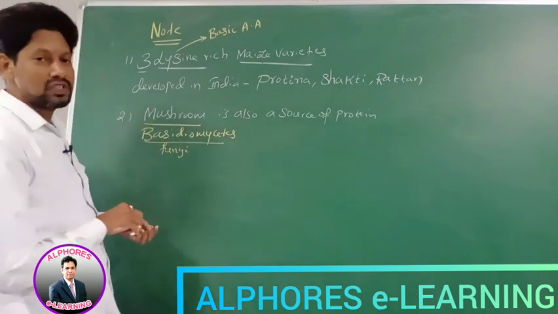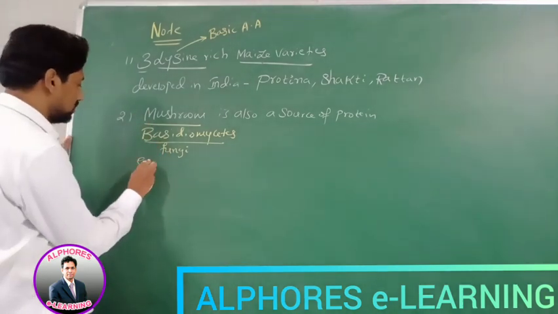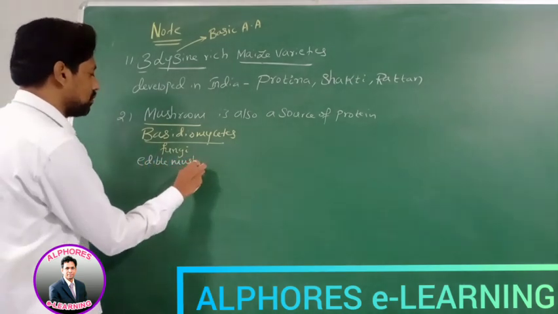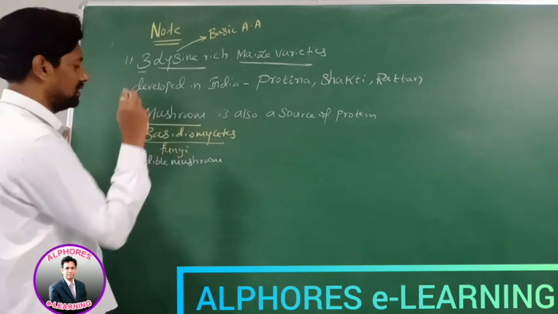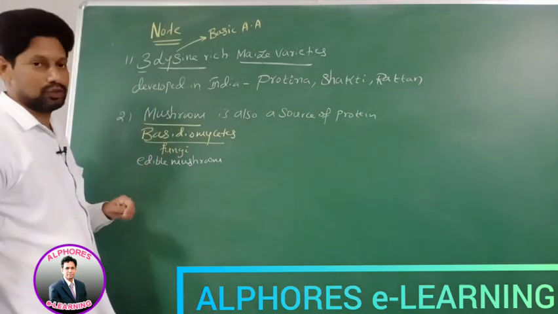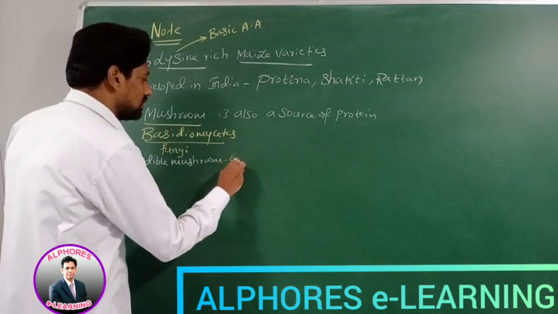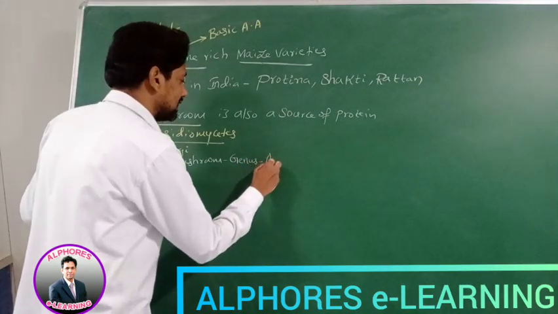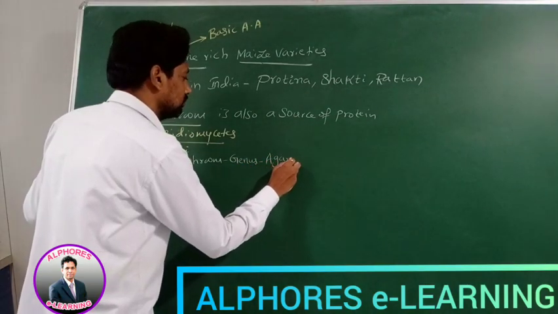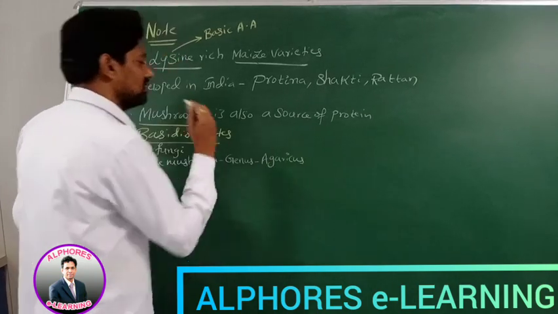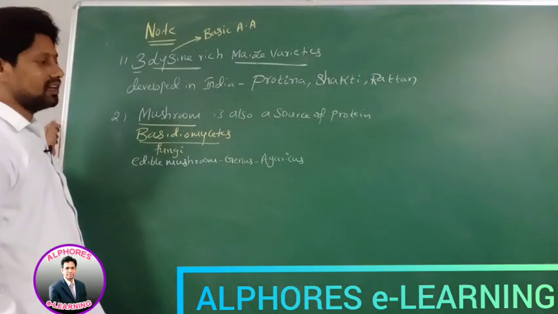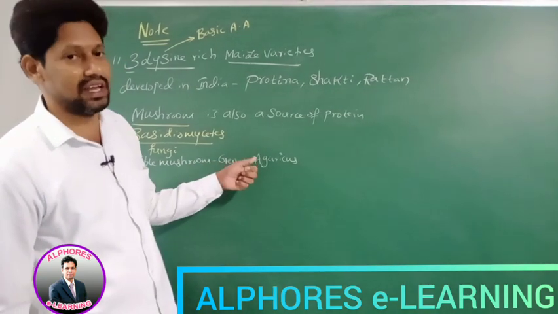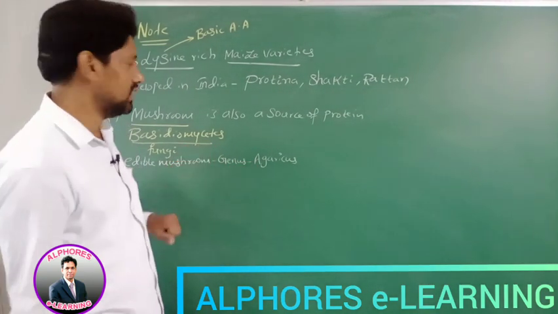Edible mushrooms are there, as well as poisonous mushrooms. I am speaking about edible mushrooms. Edible mushrooms come under genus what? Agaricus. Edible mushrooms come under genus Agaricus. Is this statement okay?